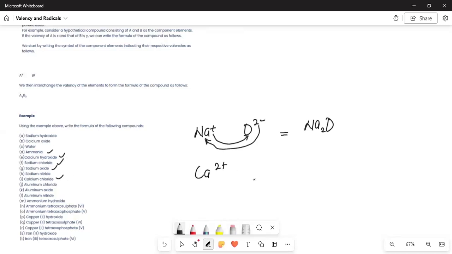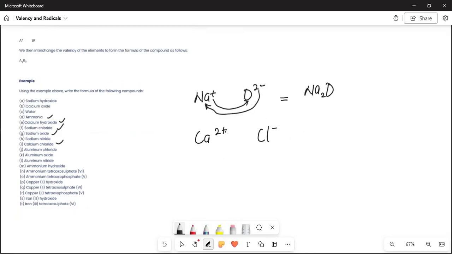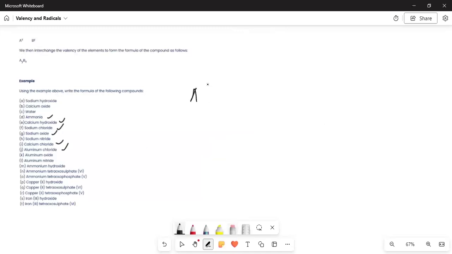And the next one is calcium chloride. Calcium is 2, that's the valency. Chlorine, when there's a combination, there's an exchange of valency. This chlorine will pick 2 from calcium, so that the formula is CaCl2. Aluminum chloride, aluminum, the valency is 3. When there's a combination, this chlorine will pick the 3 from aluminum, while aluminum will pick the 1 from chlorine. The 3 is coming from aluminum. There's an exchange of valency there. And the next one is aluminum oxide.